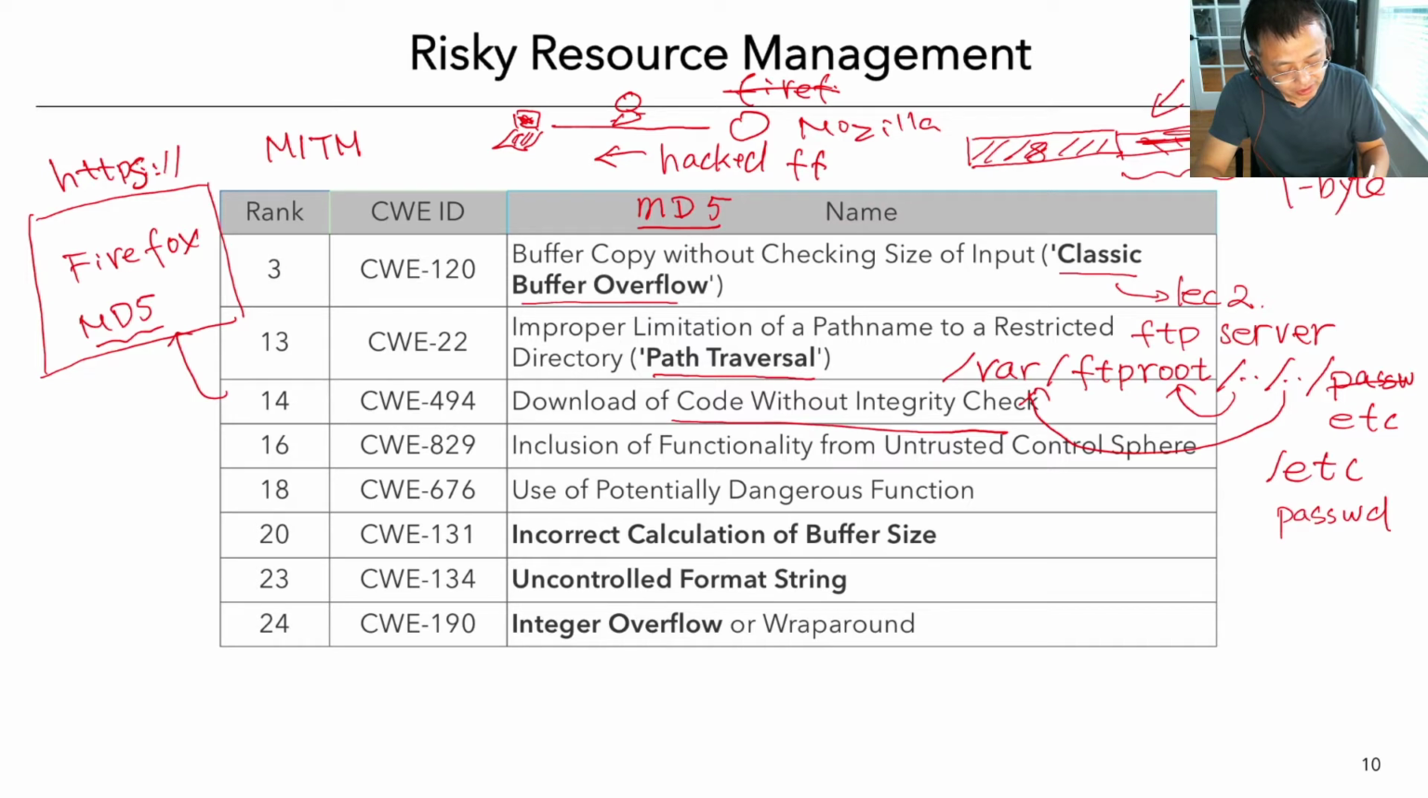Inclusion of functionality from untrusted control sphere. Okay, so this is also common. Say, for example, in the web. So in the web, the current web applications are actually extremely complicated. So a single web page can take in tens, if not hundreds, of libraries. Okay, so these libraries sometimes you cannot control their security.